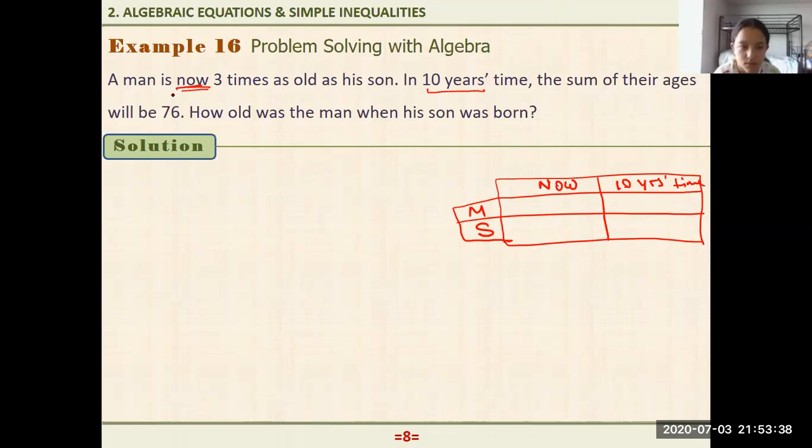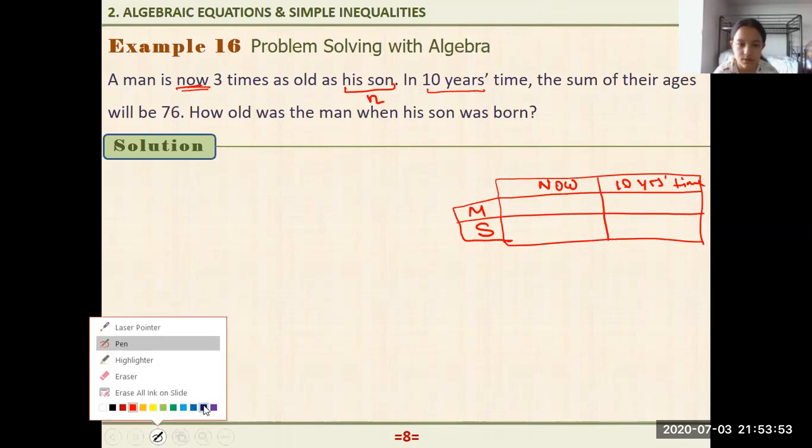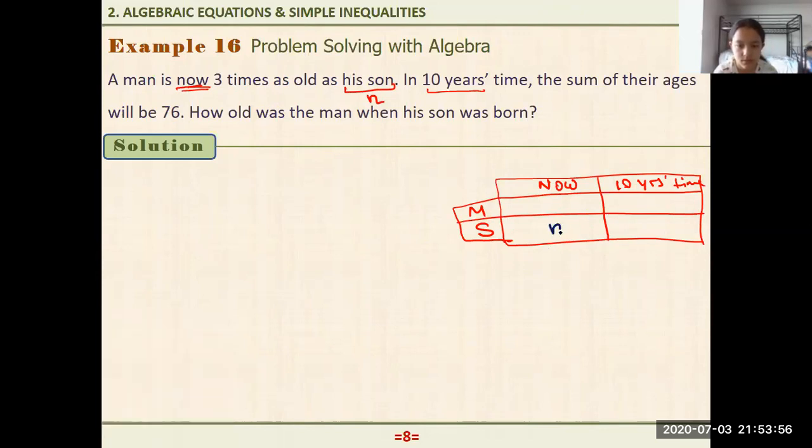A man is now 3 times as old as his son. Do we know his son's age? We don't know. So let's say his son's age is now n. Now his son is n years old. If the man is now 3 times as old, what is the man's age now? 3 times n, that's 3n.